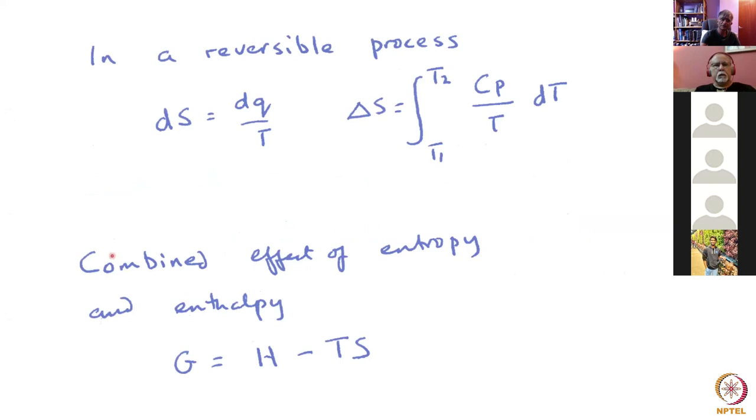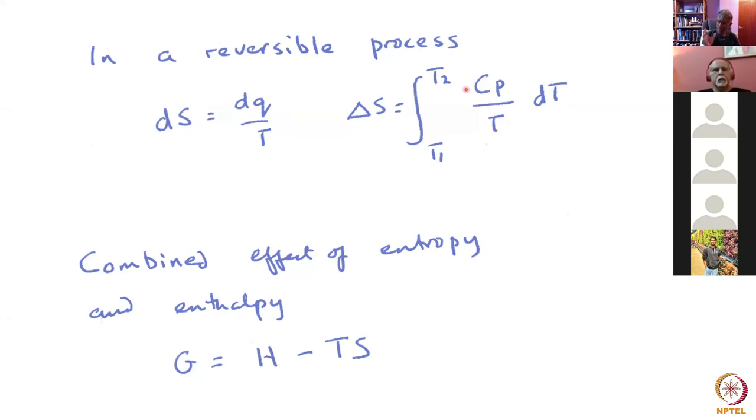Before I do that, we've got this equation for the differential change in entropy being dq over T. And therefore we can work out the entropy change as we heat up the sample from T1 to T2 as simply Cp over T dT. So this is a quantity that you can measure directly using calorimetry.